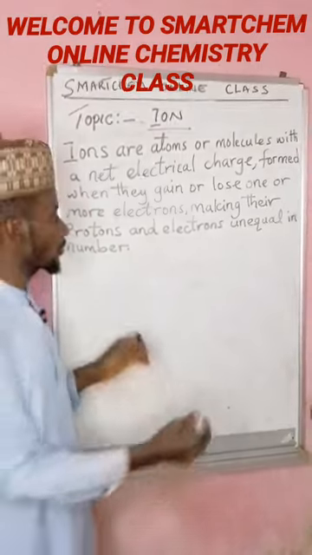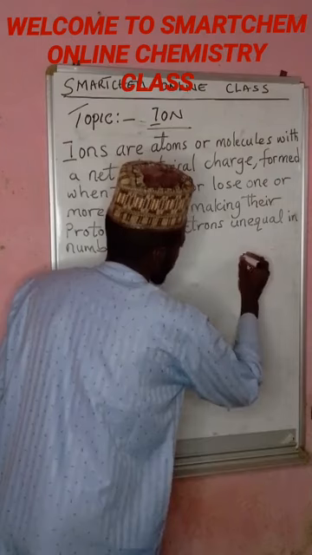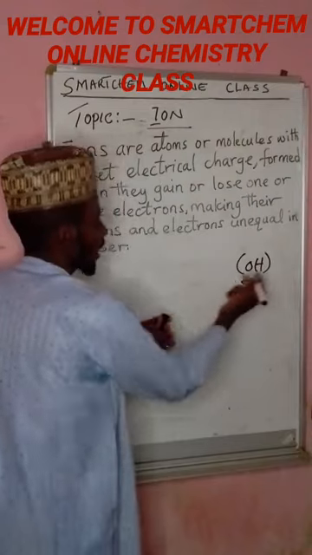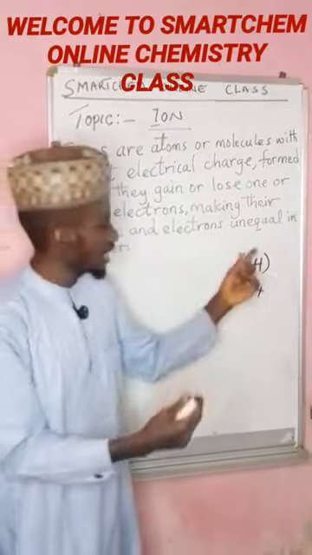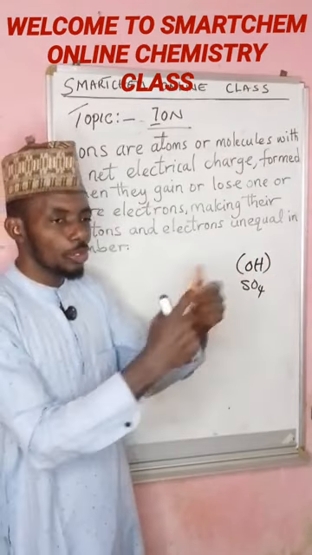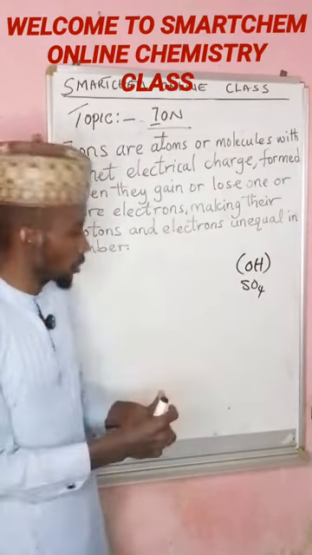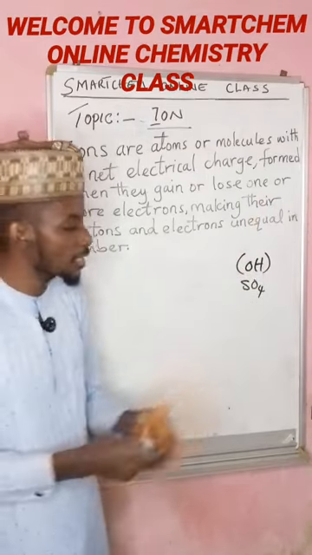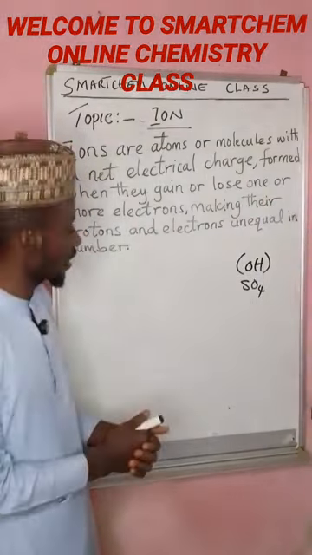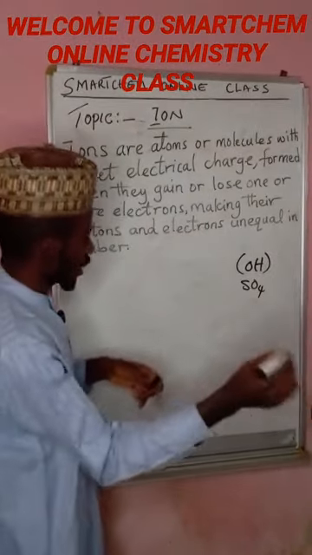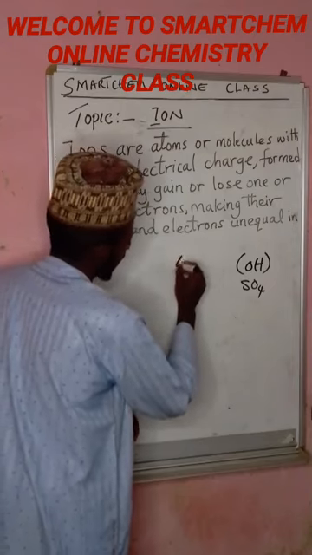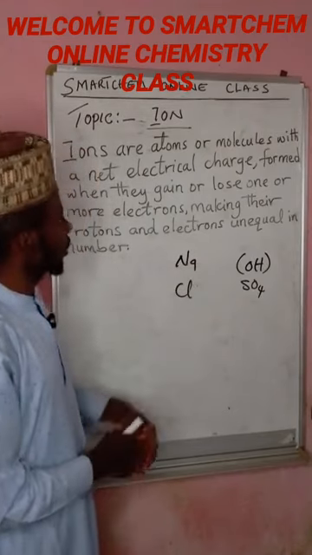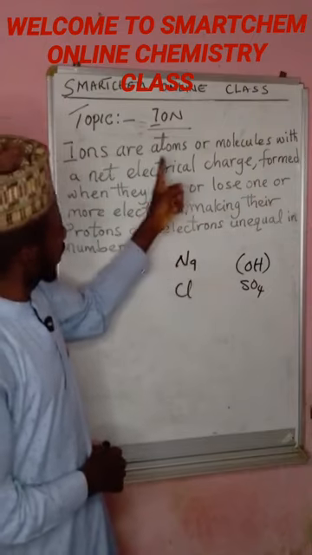A typical example of a molecule is like hydrogen, SO4. You can see these are what? A molecule. Because they are formed by a combination of two or more atoms. Yes, so some ions are made from atoms while others are made from what? Molecules, as we can see here. And examples of the atomic ones are like sodium, chlorine. Sodium and chlorine. Let's go to the definition and see.